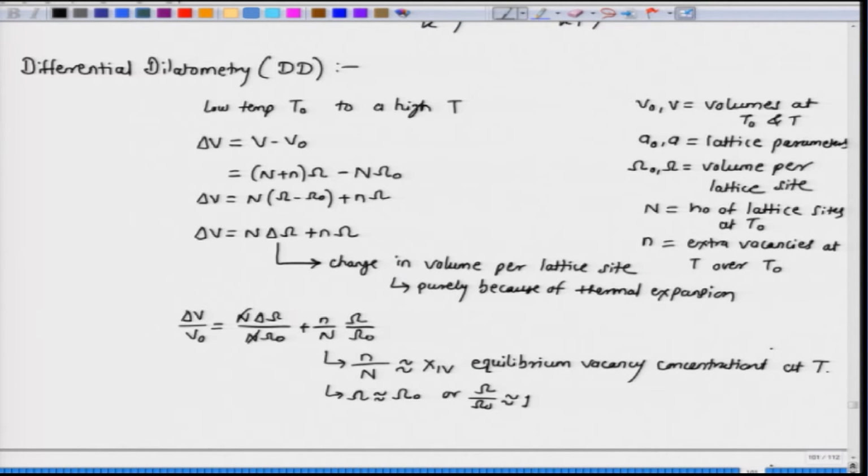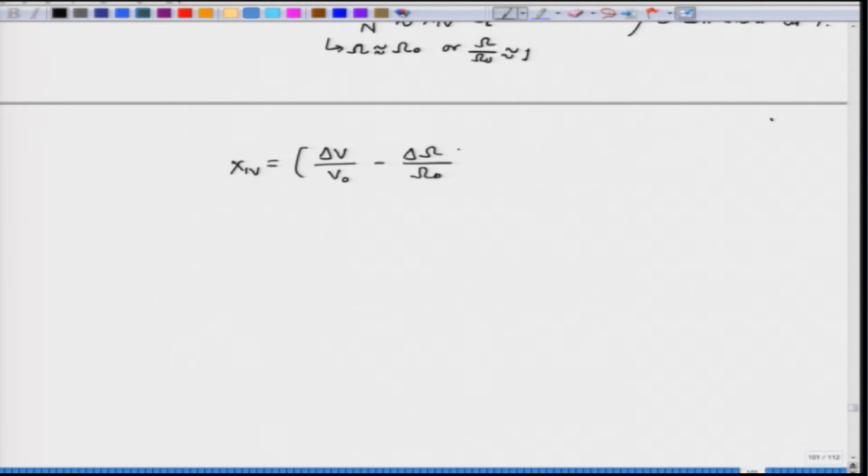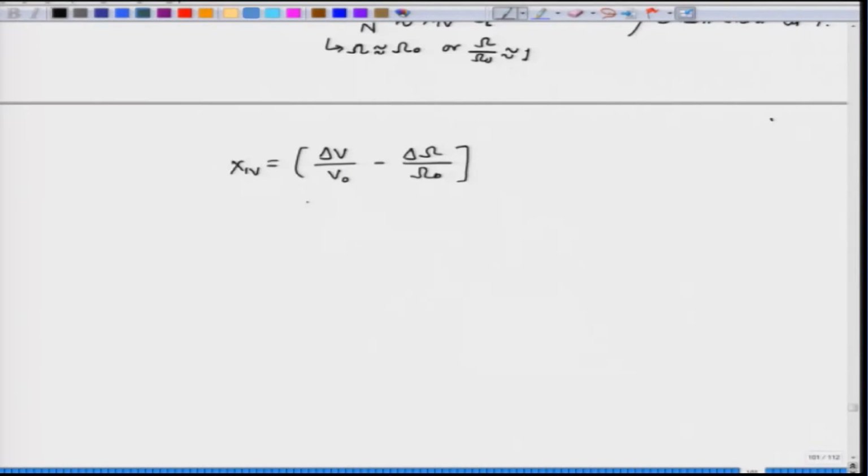So, if we rearrange, we get x 1 v equal to delta V over V 0 minus delta omega over omega 0. Now, the linear dimensions are easiest to measure. So, we can relate this delta V by V 0 or delta omega by omega 0 to the linear dimensions, and typically the relative change in volume is equal to approximately 3 times the relative change in linear dimensions.